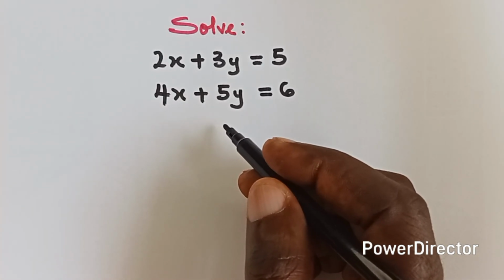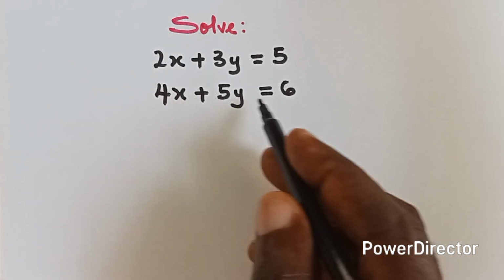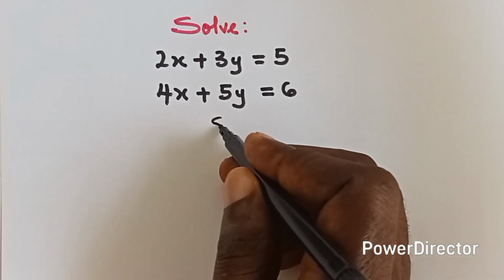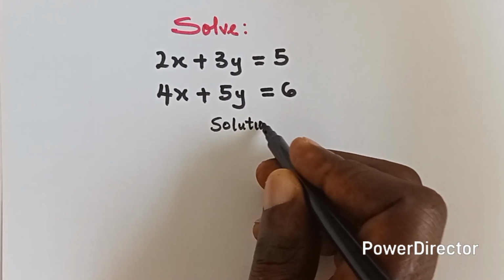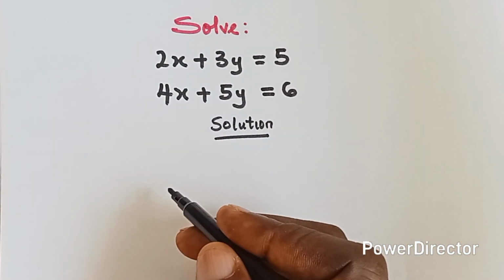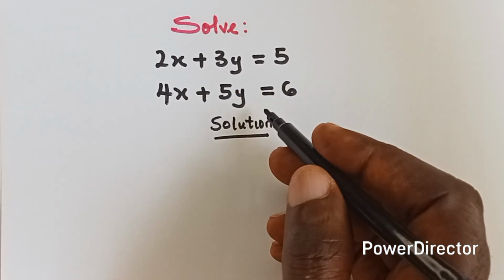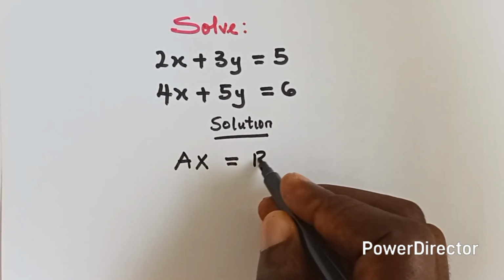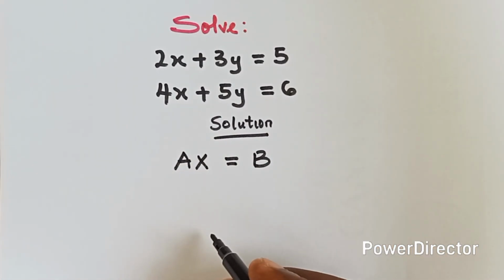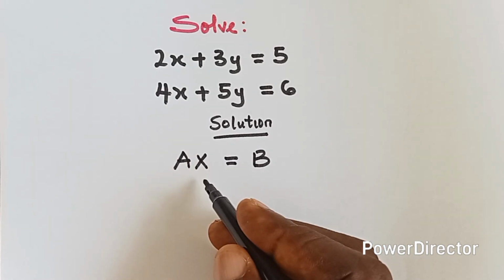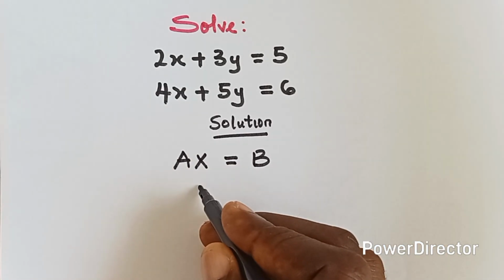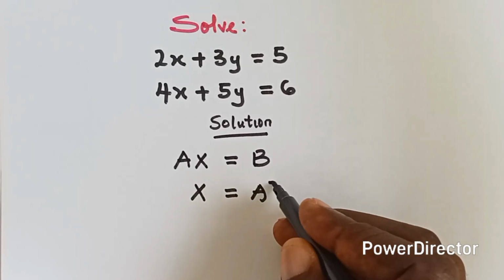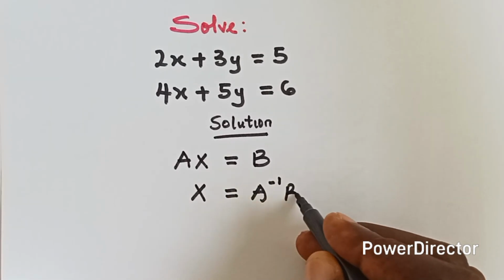Now in this video we are going to solve this simultaneous equation using matrices. Solution: this system can be written in the form AX = B, and then we make X the subject of the formula, so X can be written as A raised to power minus 1 B.